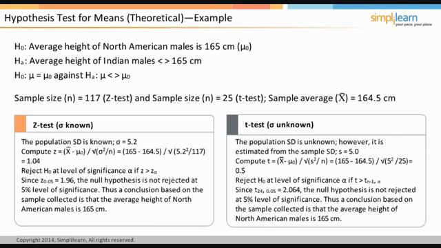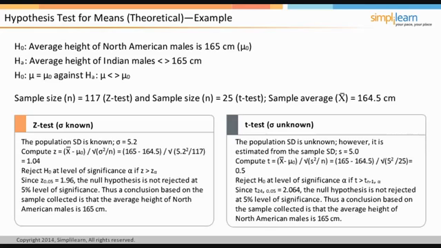Let us now compute t value using the formula given on the screen. The statistical notation to reject null hypothesis is shown on the screen. The t-critical value is 2.064, and we know the t-calc value is 0.5, which is less than 2.064. Therefore, the null hypothesis cannot be rejected at 5% level of significance. Thus, a conclusion based on the sample collected is that the average height of North American males is 165 centimeters.